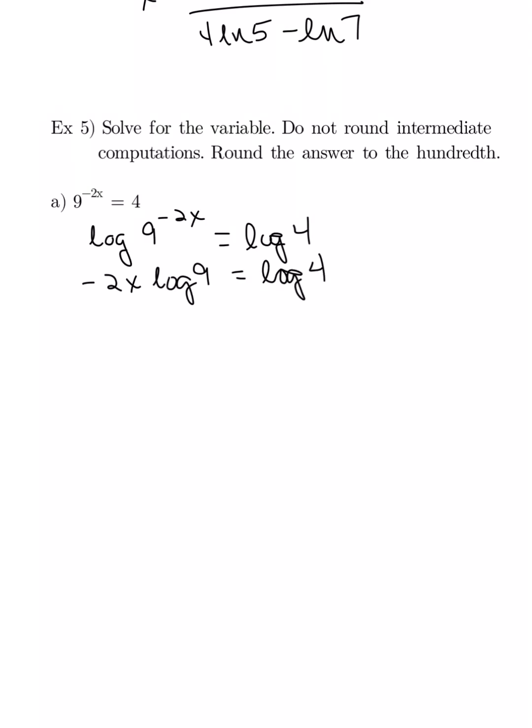We only have one variable. It's on the left side, and right now it's being multiplied by a negative 2 and a log of 9. So to get that variable by itself, we're going to divide both sides by what we need to get rid of, the negative 2 and the log of 9.